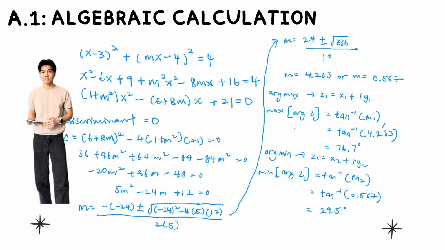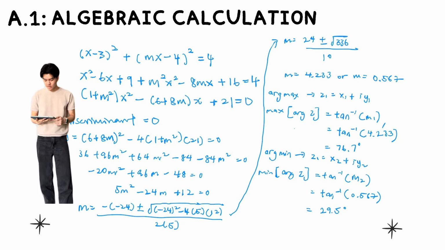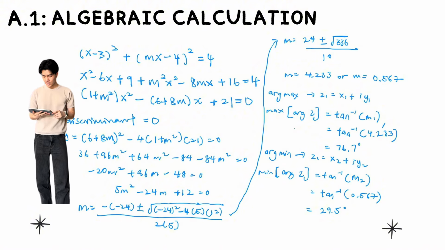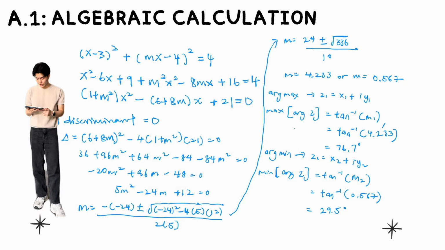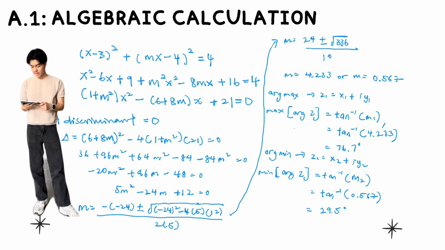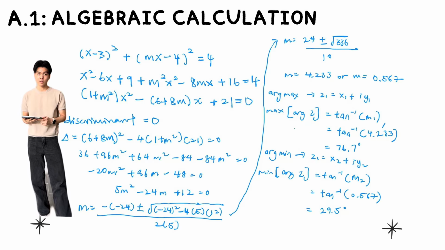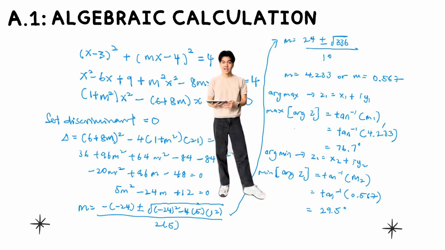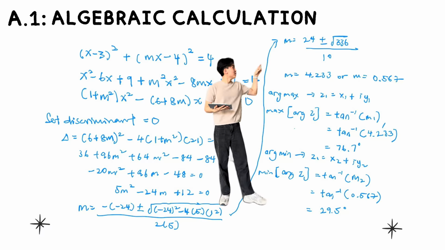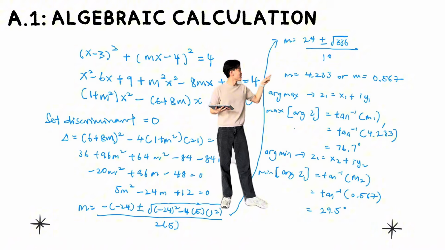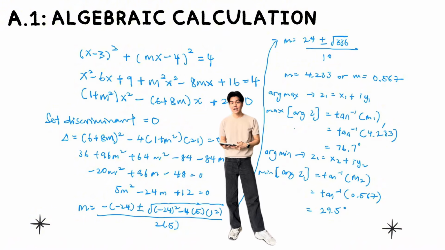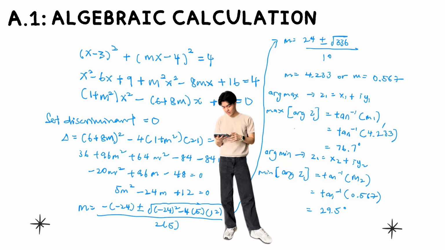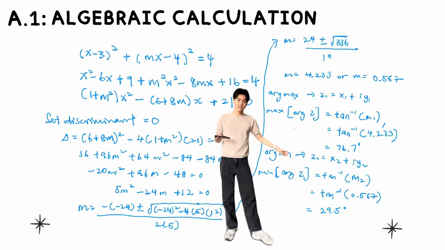Hi, my name is Patience. This question is about finding the maximum and minimum argument of a complex number. So first, I rewrite the given equation (x minus 3) squared plus (mx minus 4) squared equals 4. After expanding, I will get the equation (1 plus m squared) x squared minus (6 plus 8m) x plus 21 equals 0. To ensure the line just touches the circle, I will set the discriminant equal to 0. Solving this, I will get two values of m, 4.233 and 0.567. Since the argument of z is arctangent m, the maximum argument is 76.7 and the minimum argument is 29.5.